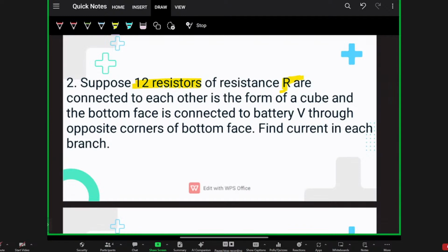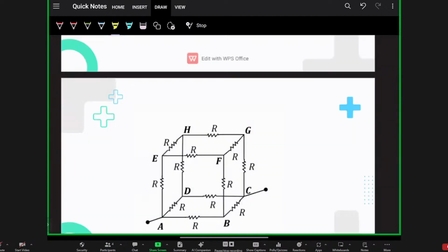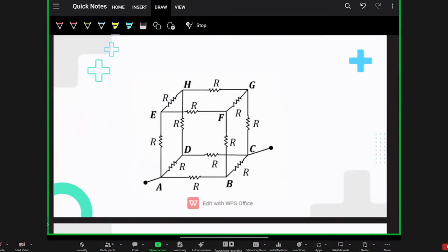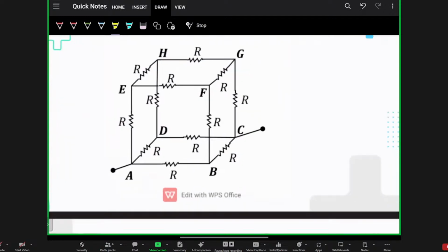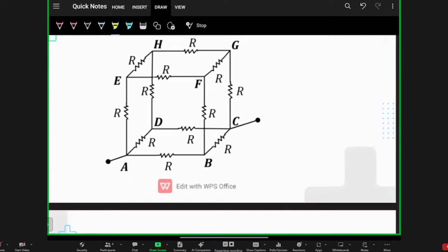They are connected to each other in the form of a cube, and the bottom face is connected to a battery V through opposite corners of the bottom face. We have to find the current in each branch. So this is the diagram. We have to find the current in each branch. So let's solve this.